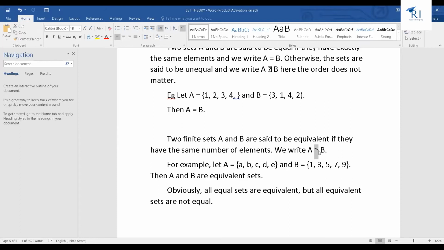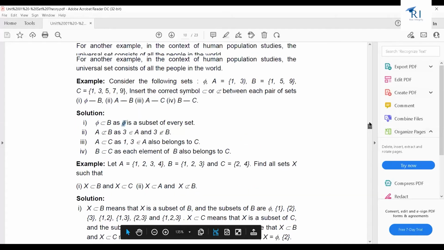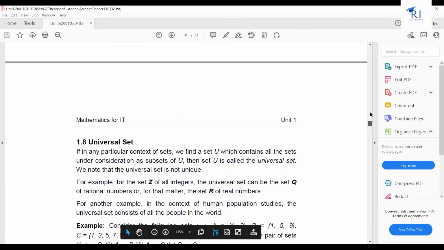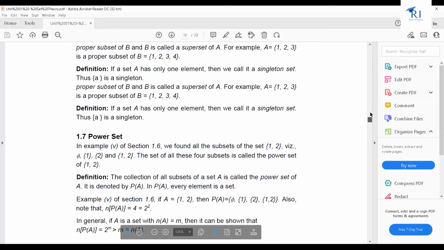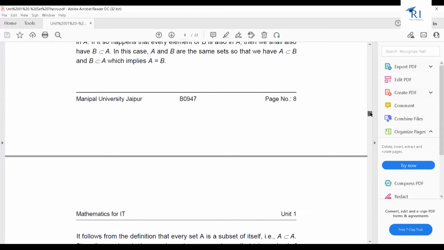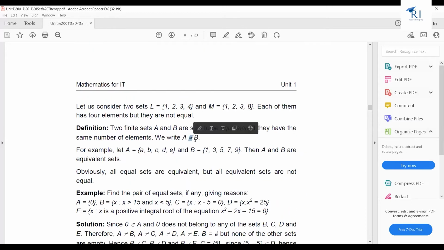Let me show you. Here. This is the symbol that we write for equivalent sets. If they're non-equivalent, then we use the same symbol and cross it with one line. That is the equivalent symbol.